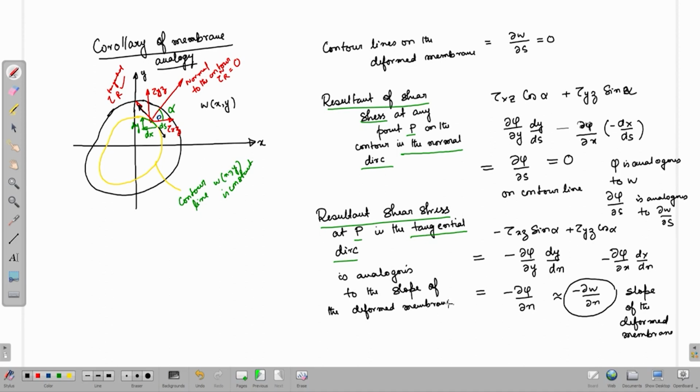Now, this is also useful to find out the maximum value of the shear stress. The maximum value of the shear stress will happen at that point where the deformed membrane has the maximum slope. We will understand this even more clearly as we solve more example problems in the next lectures. Thank you.